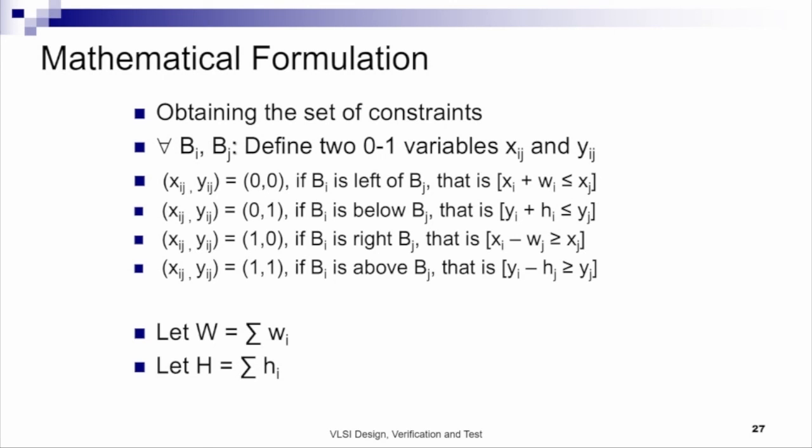XIJ, YIJ equals 1-0 if BI is below BJ. XIJ, YIJ is 1-0 if BI is to the right of BJ. And XIJ, YIJ is 1-1 if BI is above BJ. Right? And let W equals the summation of WI, the sum of the widths of all the blocks that we have, and H equals the summation of HI, the sum of all the heights of the blocks that we have.